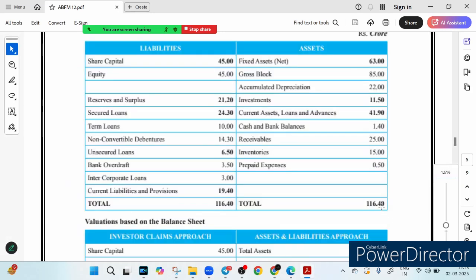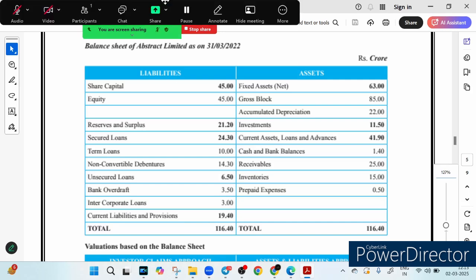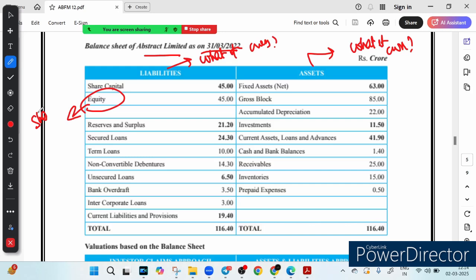So how does it work? Here you can see, friends, this image shows the balance sheet of Abstract Limited on 31st March 2022. A balance sheet is just like a financial snapshot of a company, showing its assets and its liabilities. In simple words, asset means what it owns, and liability means what it owes, right? And there is also equity. What is equity? Equity is the money shareholders have, meaning how much money the shareholders have. This is called equity, right?